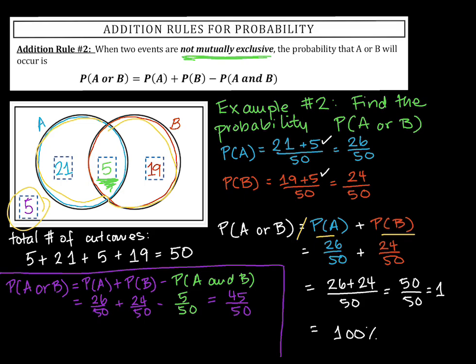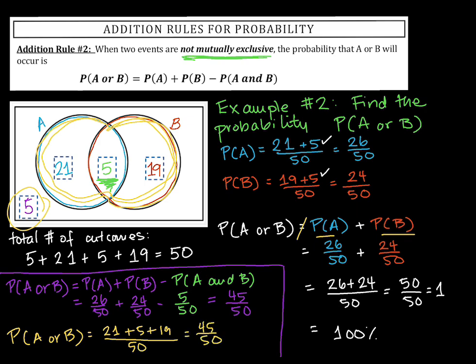And we can check our answer here. You can't always check your answer, but in this one, we could just do it by counting, right? So the probability of being A or B is just all of these numbers. So that would be 21 plus 5 plus 19 out of 50, which is 45 out of 50.